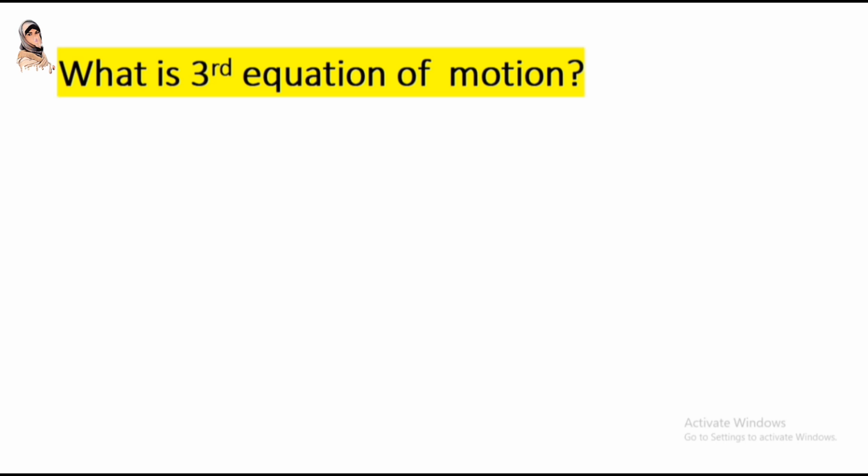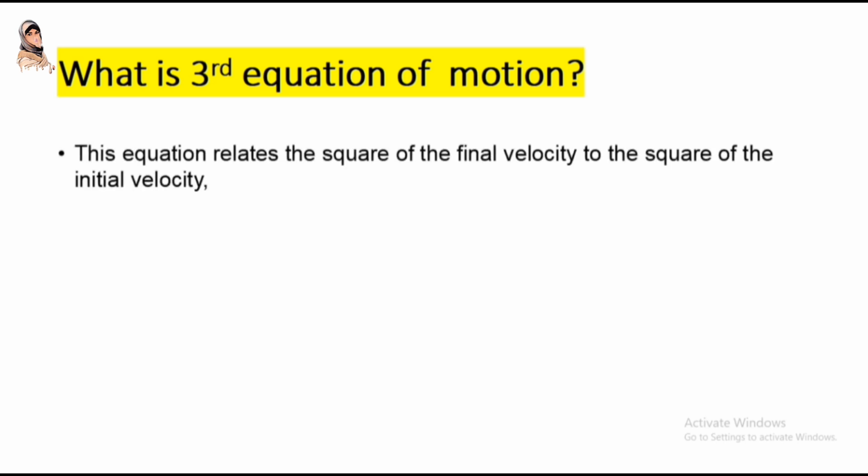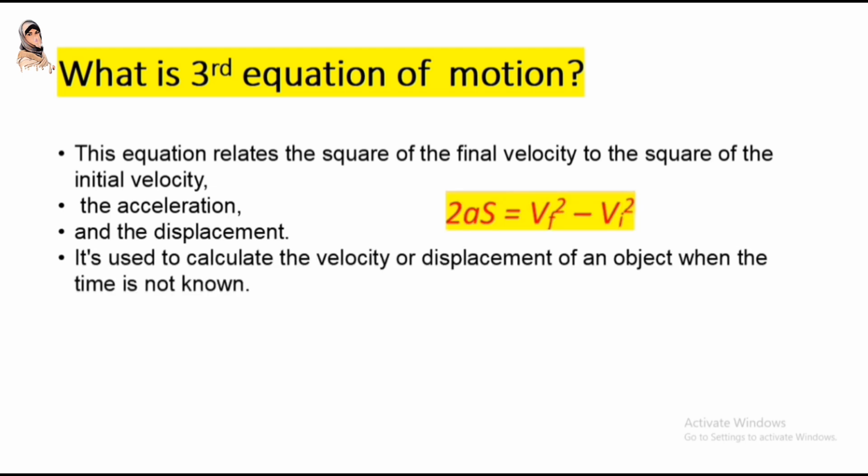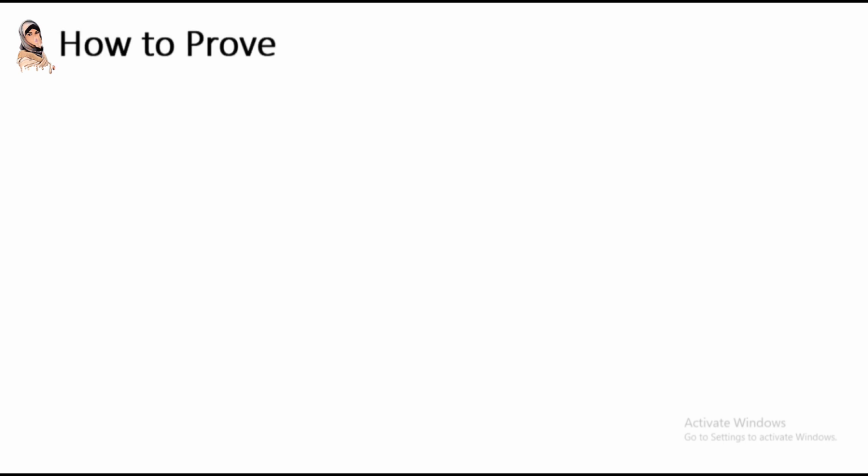What is the third equation of motion? This equation relates the square of the final velocity to the square of the initial velocity, the acceleration, and the displacement. It is used to calculate the velocity or displacement of an object when the time is not known. Now, how do we prove the third equation of motion?